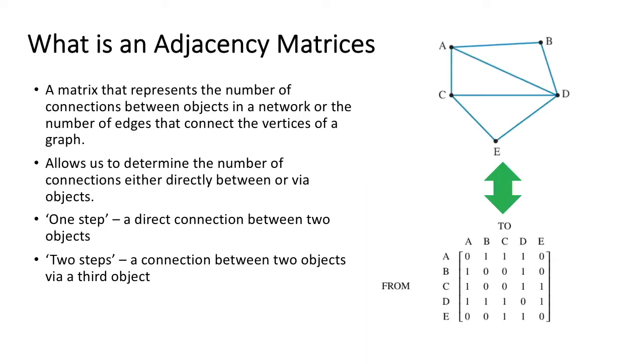This video is going to have a look at how we use adjacency matrices to calculate the number of two-step connections between two objects. An adjacency matrix allows us to represent the number of connections between two objects. Go and have a look at the video introducing adjacency matrices if you need more information on what they are or how we can create an adjacency matrix.